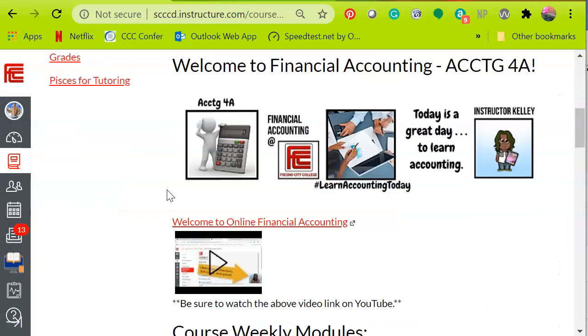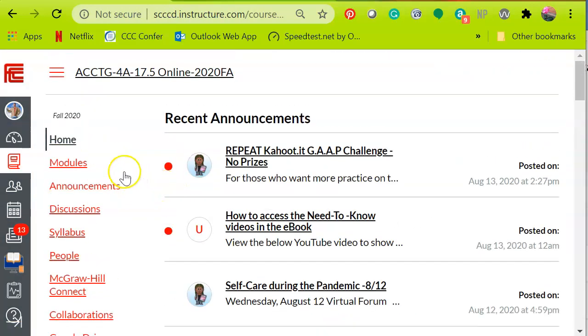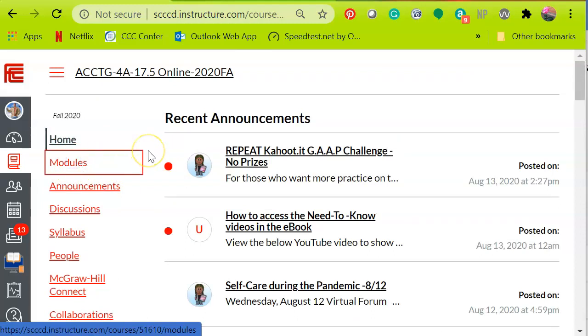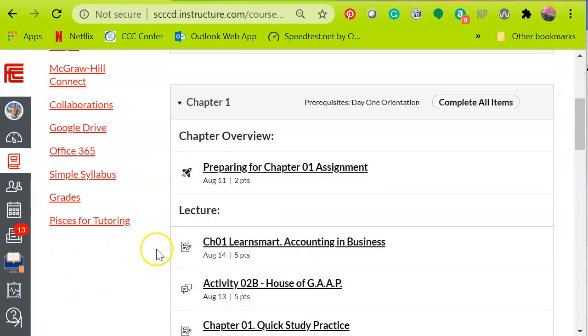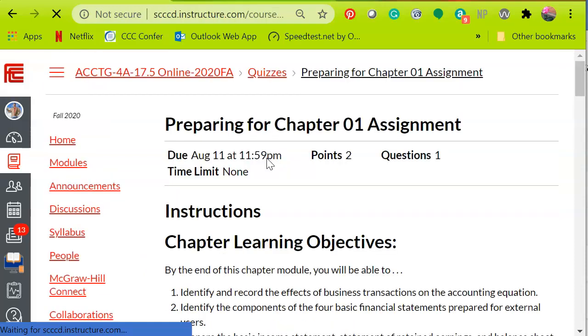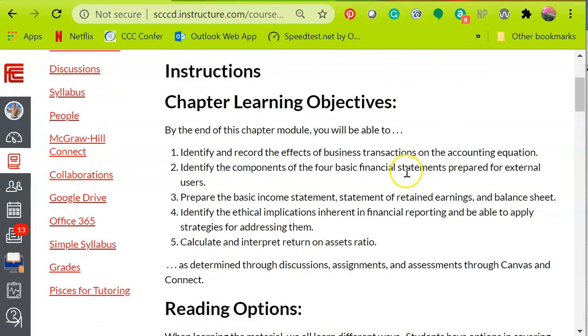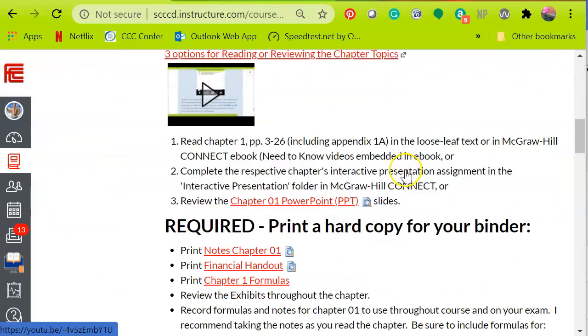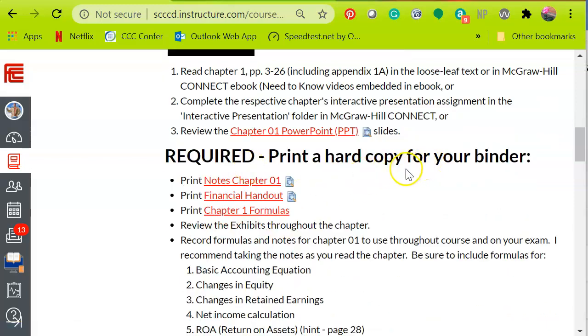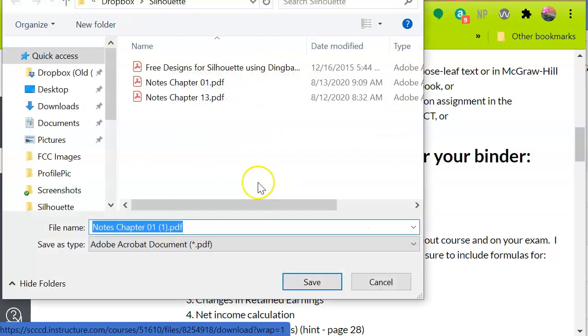The first thing I recommend you do is go to those notes, and again, go to modules. After you go to modules, you're going to go to the Chapter 1 module. Under the Chapter 1 module, the notes that you were supposed to print out for your binder, that is the Notes Chapter 1. I'm going to go ahead and download them to the system.